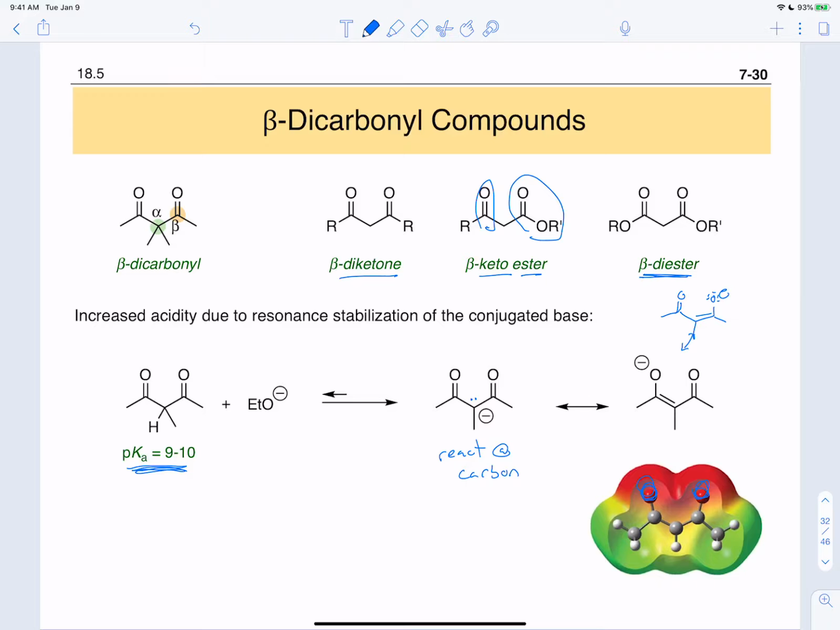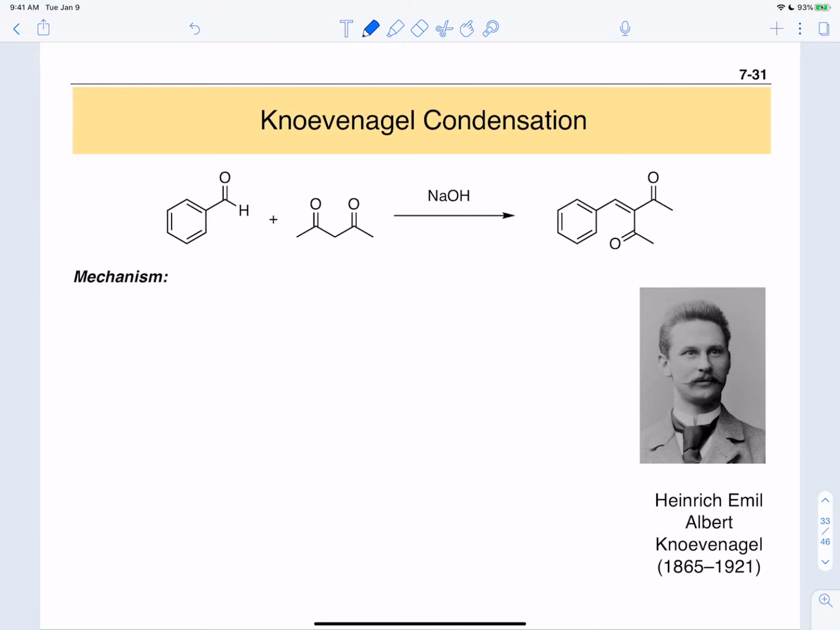Along with this being quite a bit more acidic and the conjugate base being more stabilized, this also means it's going to be a much weaker nucleophile. And we're going to see some limitations on the types of reactions it can do, particularly with regard to the reversibility of some of these reactions. So let's take a look at what they can do.